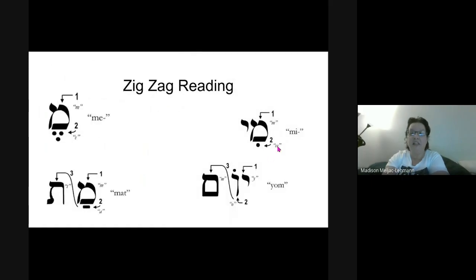Okay, let's look at the zigzag reading again. Because I'm going fast through this because we've done this already. So we have the word me. We start at the top of a word and we go down. So that would be me.